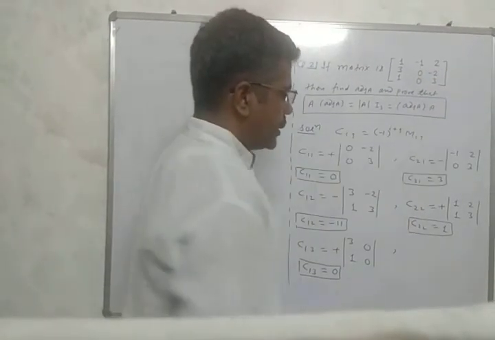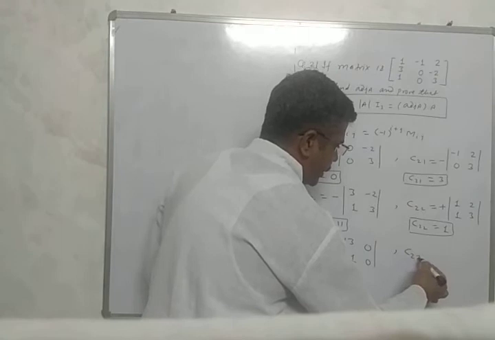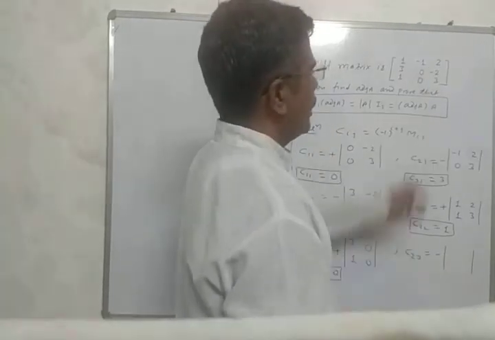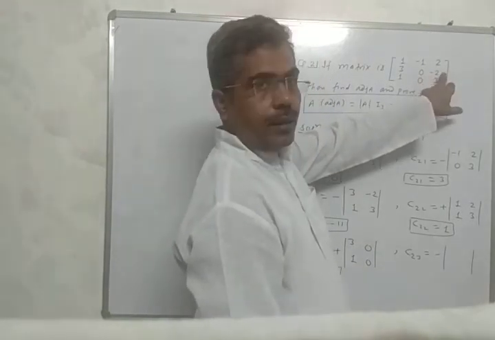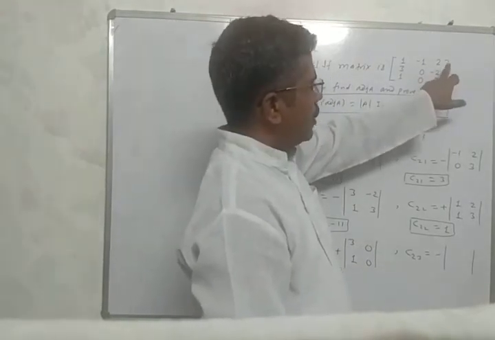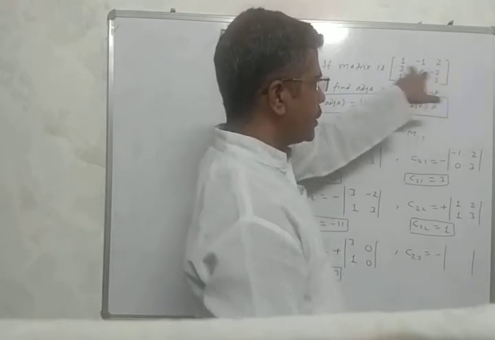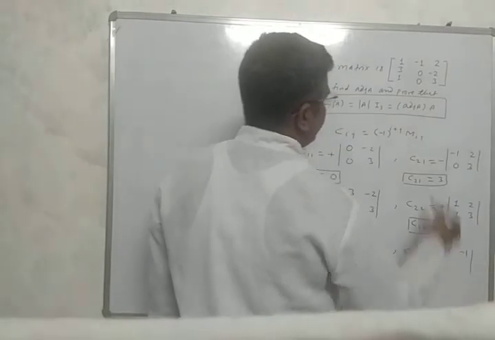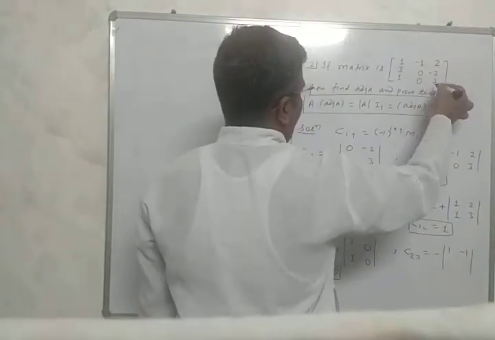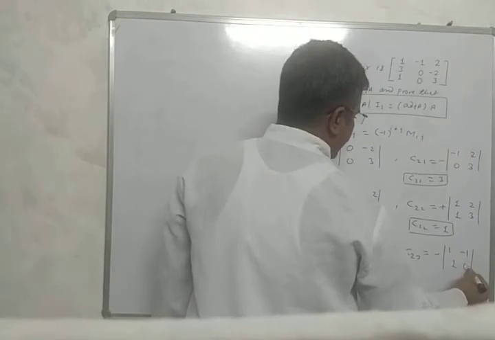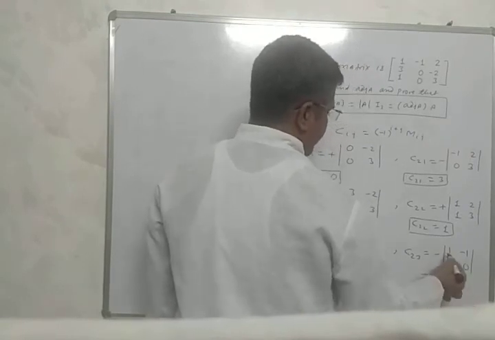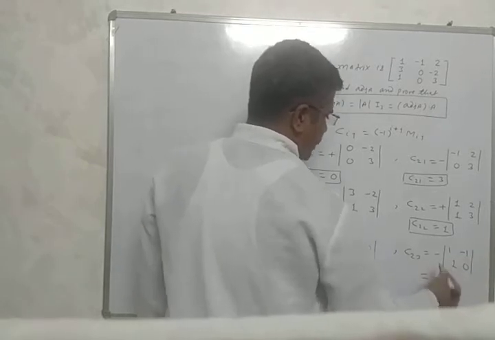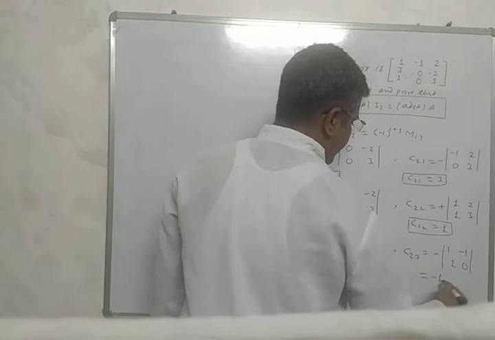Next we find C23, which is minus. For this element A23, this column and this row are deleted. We get 1 minus 1, 1 and 0. 0 minus minus plus, but the final answer is minus 1.